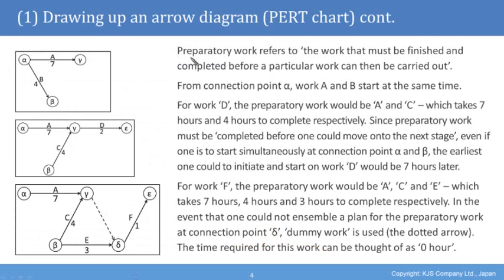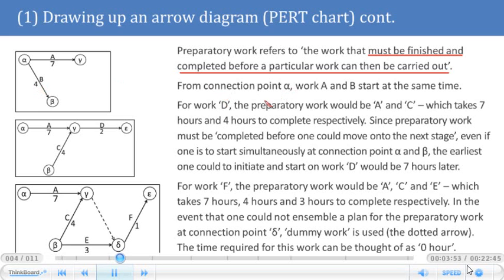Just to be clear, preparatory work refers to the work that must be finished and completed before a particular work can be carried out. We saw that the work C had a preparatory requirement on B, which means that C cannot be processed until B has been completed, and it must be completed. If B takes 4 units of time, we're going to be saying hours. If we say that B takes 4 hours to complete, then C cannot happen until those 4 hours have been completely carried out.